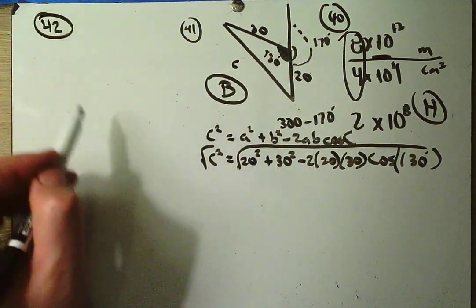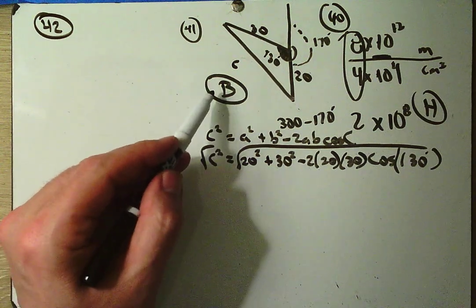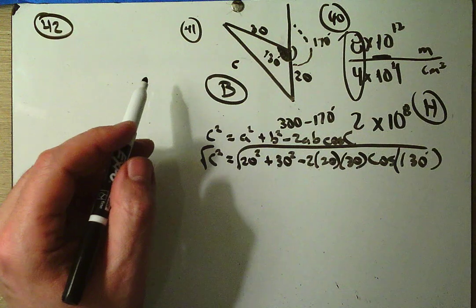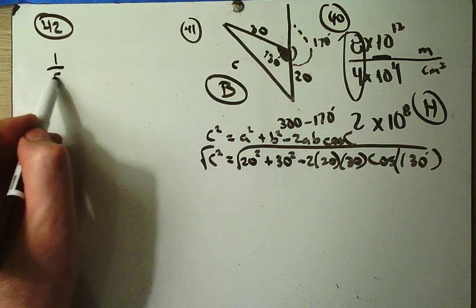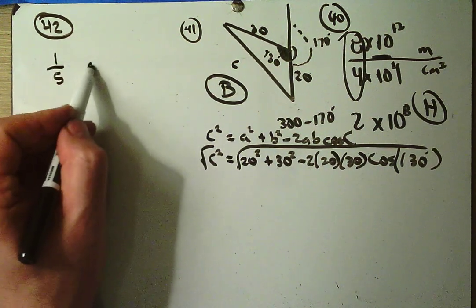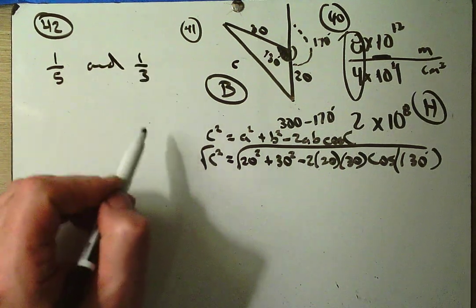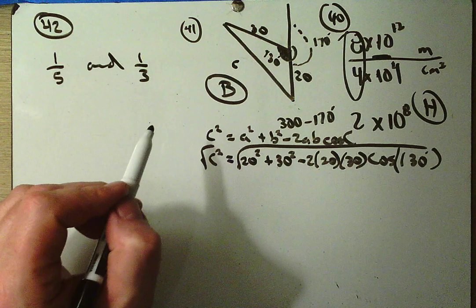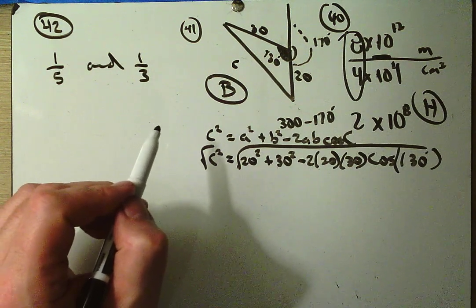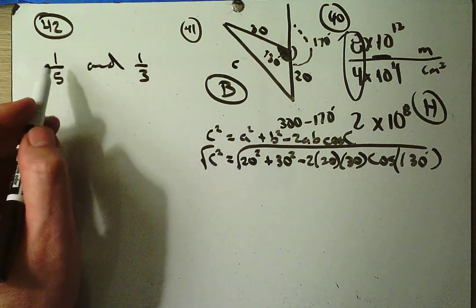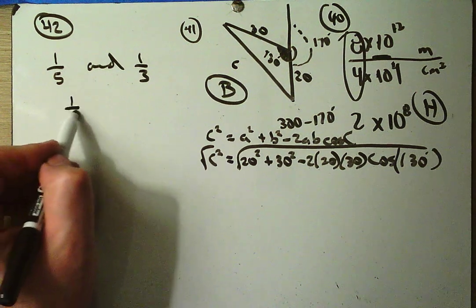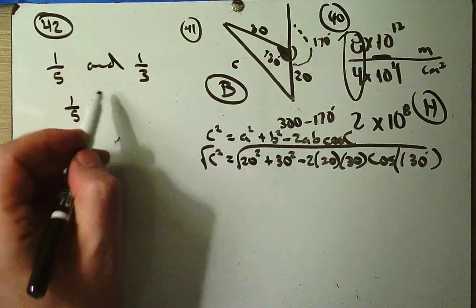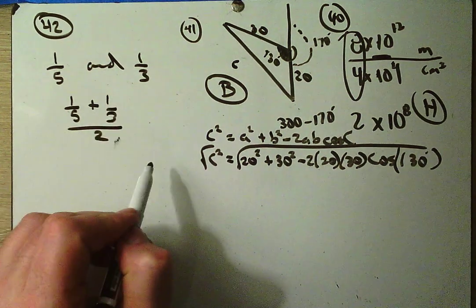42. If you're in trig, we'll be doing law of cosines in chapter 6. What rational number is halfway in between 1/5 and 1/3? Well, you might be thinking that that number is 1/4, and you'd be wrong. Instead, we're looking for the number that's halfway in between. So we have to add these two numbers together, 1/5 and 1/3, and divide by 2.